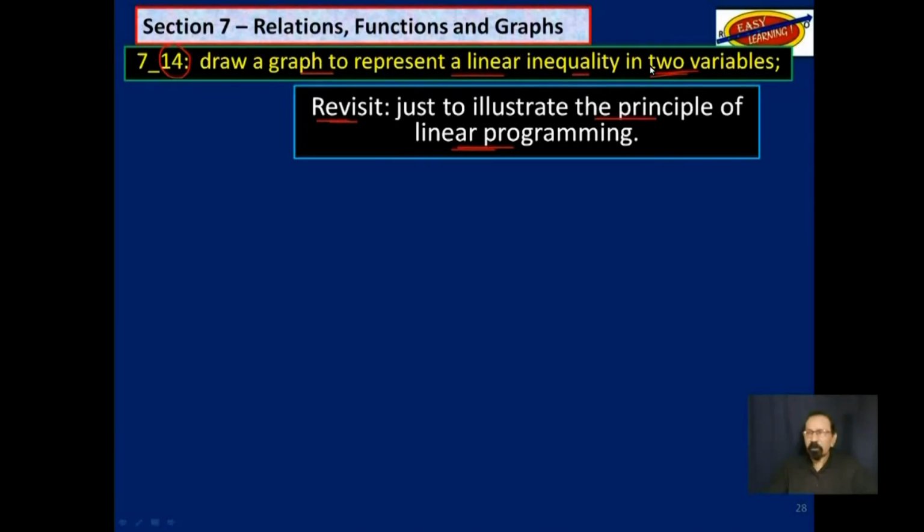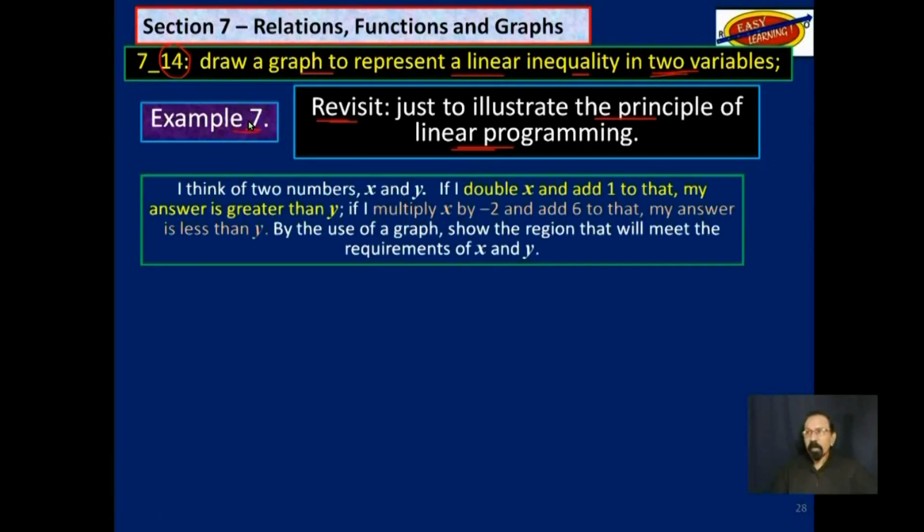We ended that video by considering this one example as a preview of what we will be doing now. And that was example 7. And the question was, I think of two numbers, x and y. I double x and add 1 to that, and my answer is greater than y. If I multiply x by -2 and add 6 to that, my answer is less than y. By the use of a graph, show the region that will meet the requirements of x and y.